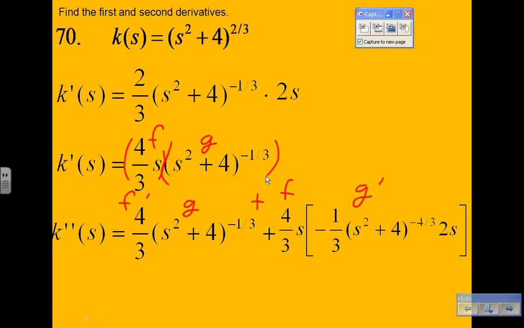So far, so good? Now, the rest of this is just simplifying. It's algebra. And I made this comment last night in my pre-algebra class. They go, oh, do we have to simplify? I say, you got to learn to simplify everything.